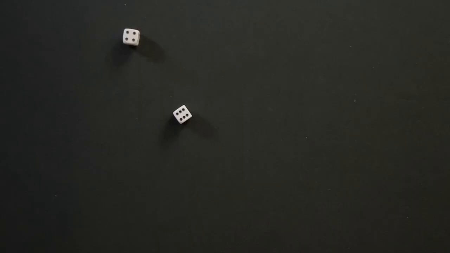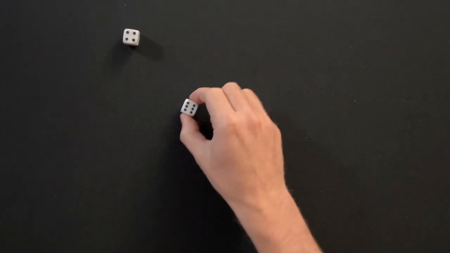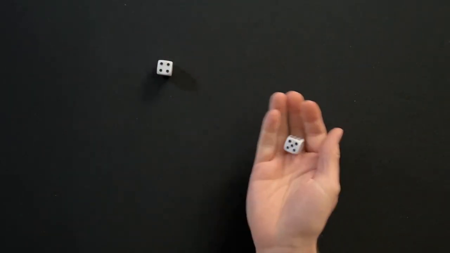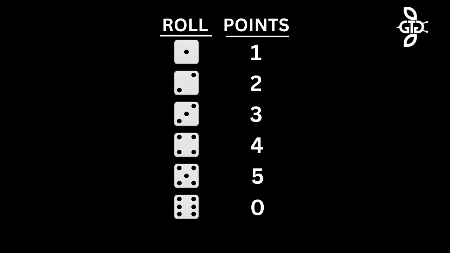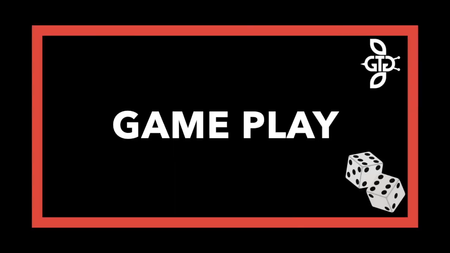On a turn, a player will roll the dice up to two times. After the first roll, the player may choose to keep one, both, or neither of the dice and re-roll any dice not kept. The player will score points based on the numbers rolled. The numbers 1 to 5 count for their face value. The 6 is considered a gutter ball and scores no points.